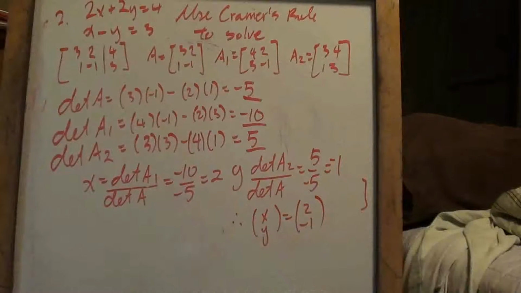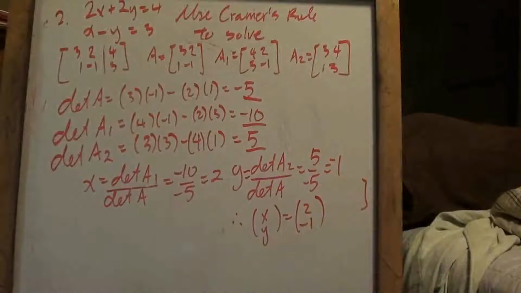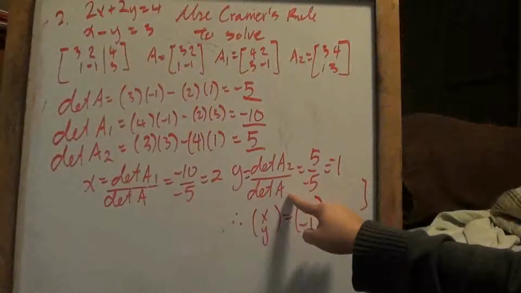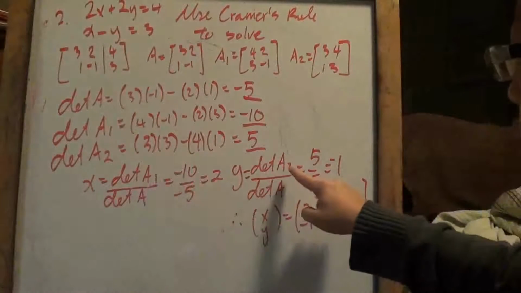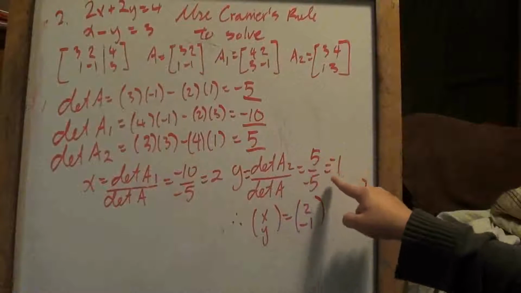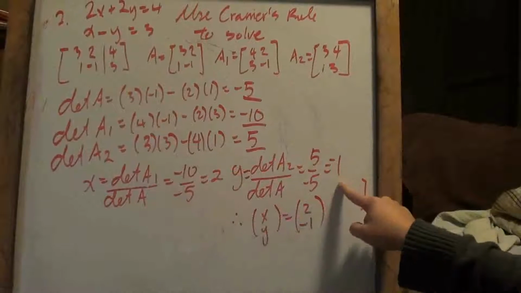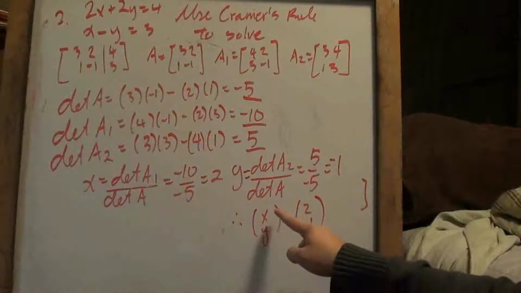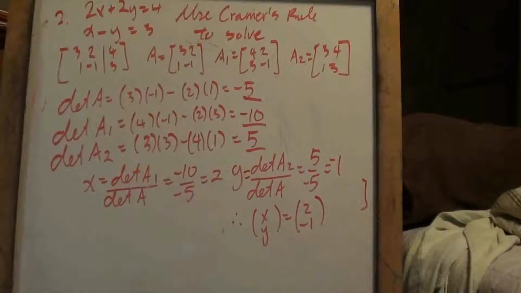Y is going to equal determinant A2, because the second column deals with the Y, right? Divided by determinant A. So determinant A is always going to be at the bottom. Depending on what determinant you put on top, you will get X, Y, or whatever, right? So in this case, I got -1. So this is your X value and this is your Y value for this to be true. So just put it in this nice form. X, Y is going to equal 2, -1. That's all there is. Not that difficult.